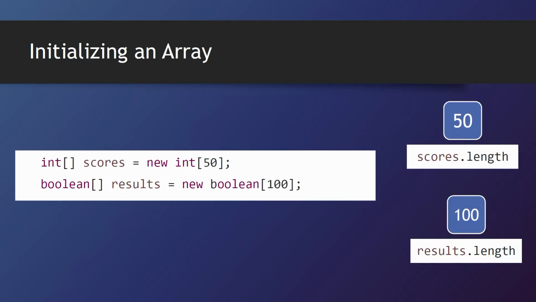Along with the array, we also get an instance data variable called length. Length is the size of the array that you just specified, and you can access it through the name of your array.length. Note that once you specify the size of an array, you cannot change it.